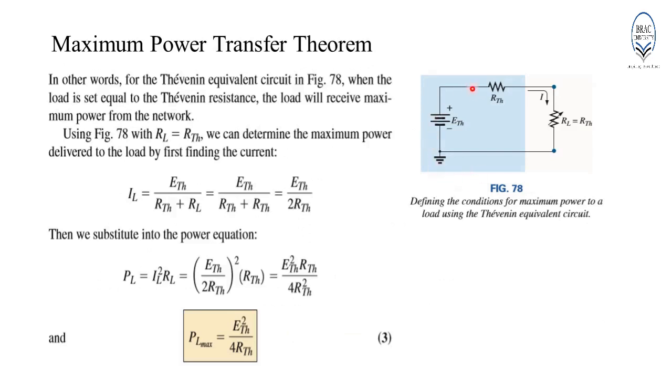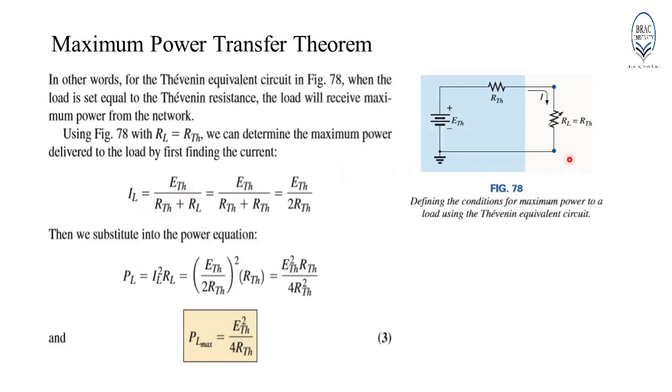If we consider this network over here, then the shaded region represents the Thevenin equivalent circuit, and over here we have a variable load RL connected. RL and RThevenin are connected in series. Therefore, if we want to determine the current flowing through RL, then according to Ohm's law, IL will be equal to EThevenin by RThevenin plus RL.